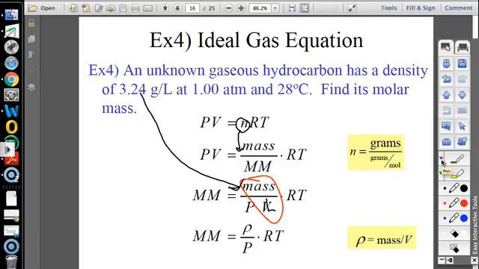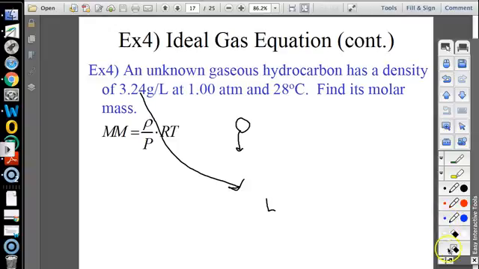Can I borrow one of y'all's paper so I can go to a blank? The next slide is blank? Okay, perfect. That looks crazy.